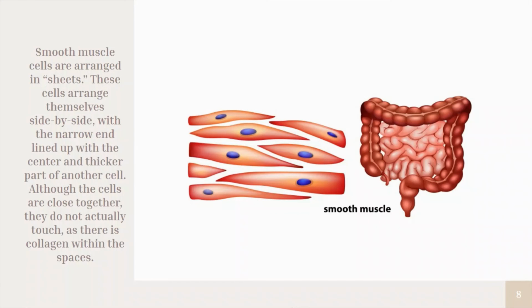Smooth muscle cells are arranged in sheets. These cells arrange themselves side by side with the narrow end lined up with the center and thicker part of the other cell. Although the cells are close together, they do not actually touch, as there is collagen within the spaces.